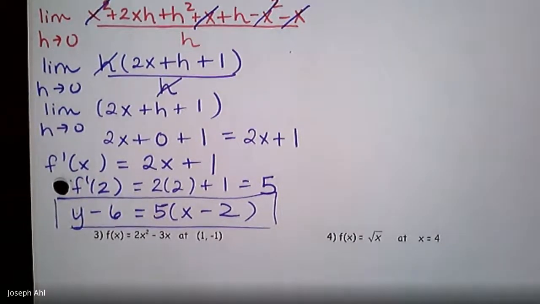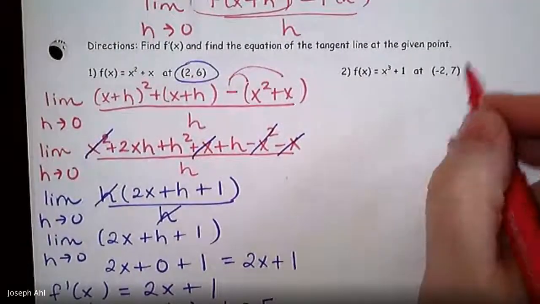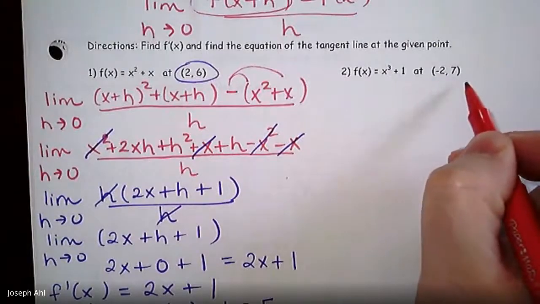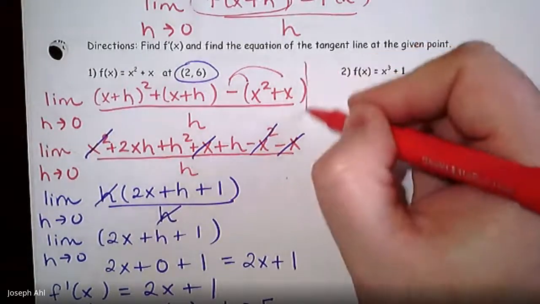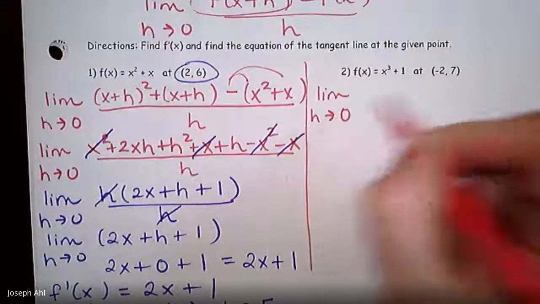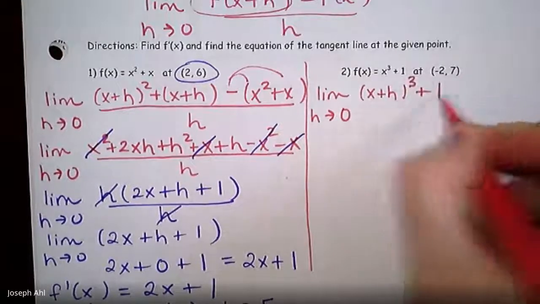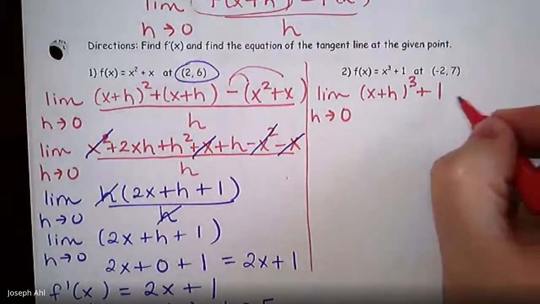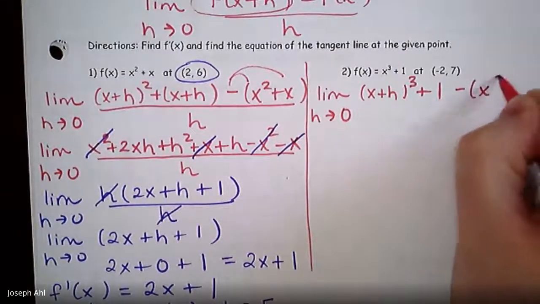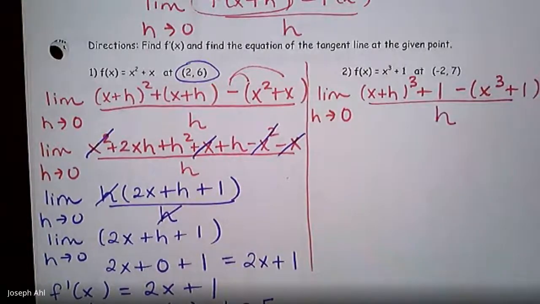So we got f of x equals x cubed plus 1. And we're going to find the equation of the tangent line at the point negative 2, 7. Okay, so the first thing we're going to do is use the definition. It's the limit as h goes to 0 of (x plus h) cubed plus 1 minus the function f of x, x cubed plus 1, all over h.